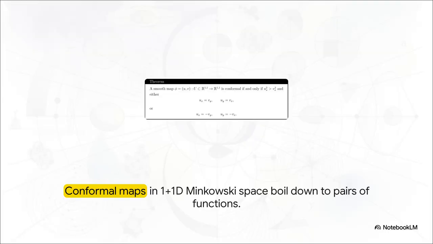Looking at the math, a smooth map in 1 plus 1 dimensional Minkowski space is conformal if it hits these specific derivative constraints. And it basically boils down to pairs of smooth functions. Any arbitrary reparameterization of the complex plane that satisfies the Cauchy-Riemann equations, meaning it's a holomorphic function mapping z to some function f of z, is a completely valid conformal transformation locally. And since there are infinitely many such functions, you have an infinite number of symmetries to play with. This gives physicists an unbelievable, almost magical amount of power to solve these 2D theories exactly.